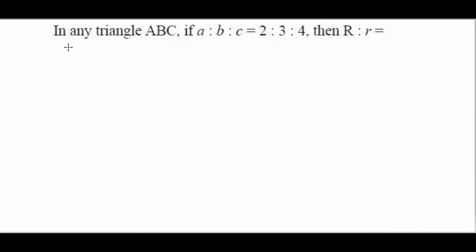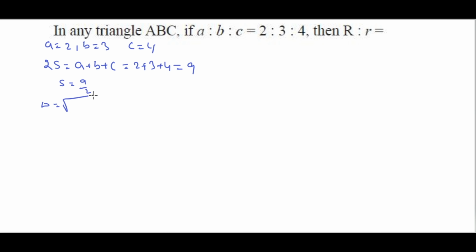In any triangle ABC, if a is to b is to c is equal to 2 is to 3 is to 4, then capital R is to small r is what? Here it is given a is equal to 2, b is equal to 3 and c is equal to 4. Now we first find 2s. 2s is equal to a plus b plus c, that is 2 plus 3 plus 4, equal to 9. Therefore s is equal to 9 by 2 and delta is equal to under root of s into s minus a into s minus b into s minus c.